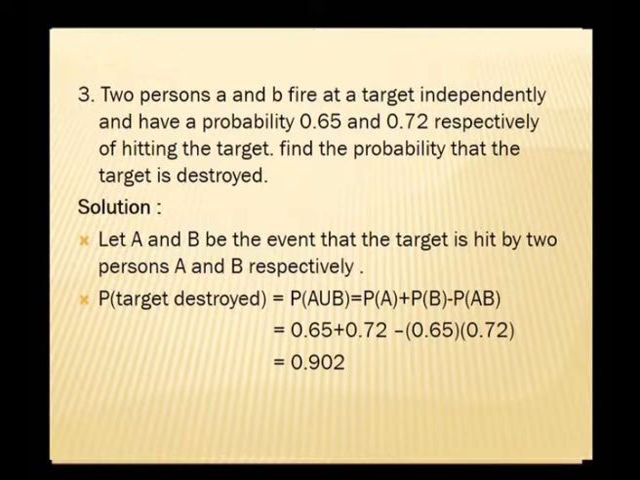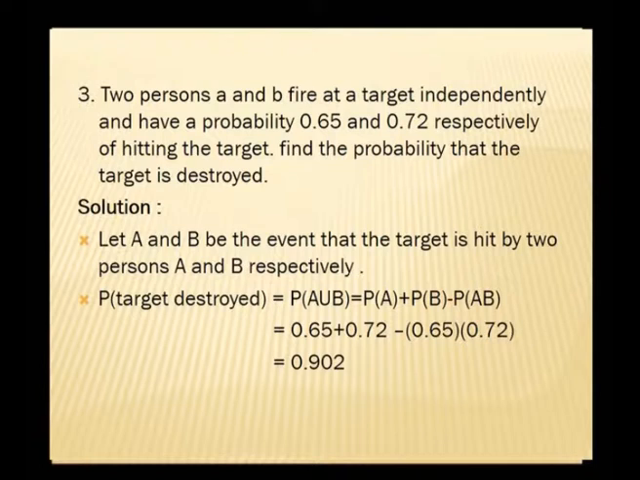So, in this type of problem, you take A and B to be the events that your target is hit by the two persons A and B respectively. That means P of A is given to be 0.65, P of B is given to be 0.72, and P of A intersection B, that is, the probability that both of them hit the target, is given by P of A into B. Since A and B act independently, P of A into B will be P of A into P of B.